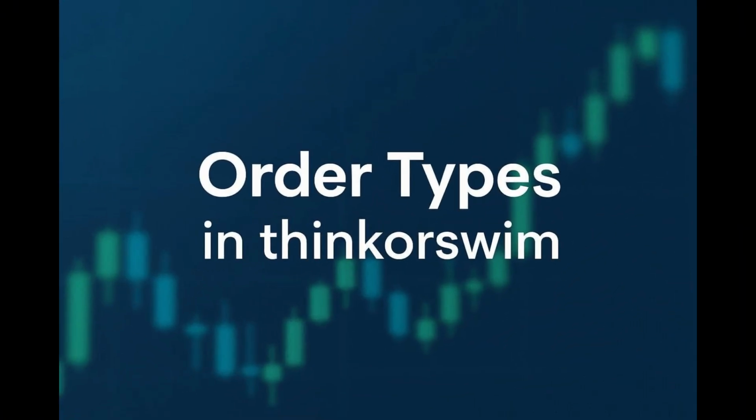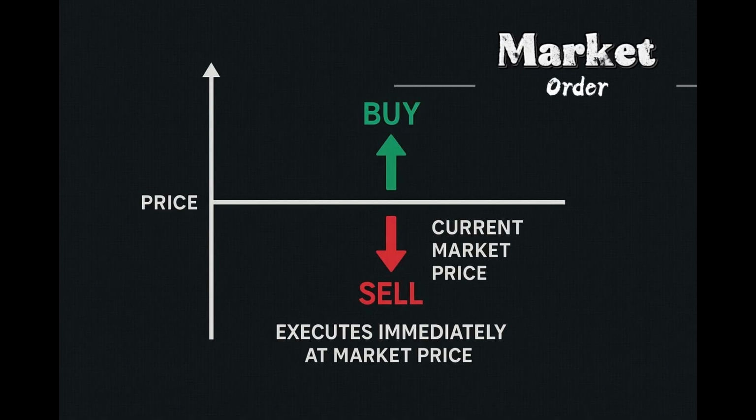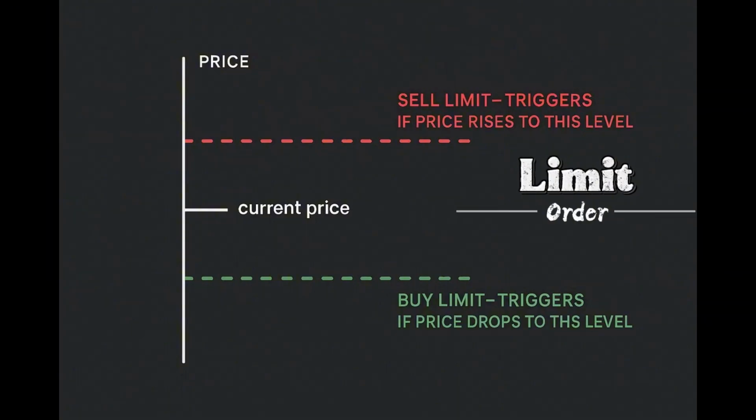Let's cover the core order types you'll use in thinkorswim. Market order executes immediately at the current market price. This guarantees execution but not the price, especially in fast-moving markets. Works the same for entry and exit. Limit order executes only at your specified price or better. This guarantees your price but not execution.